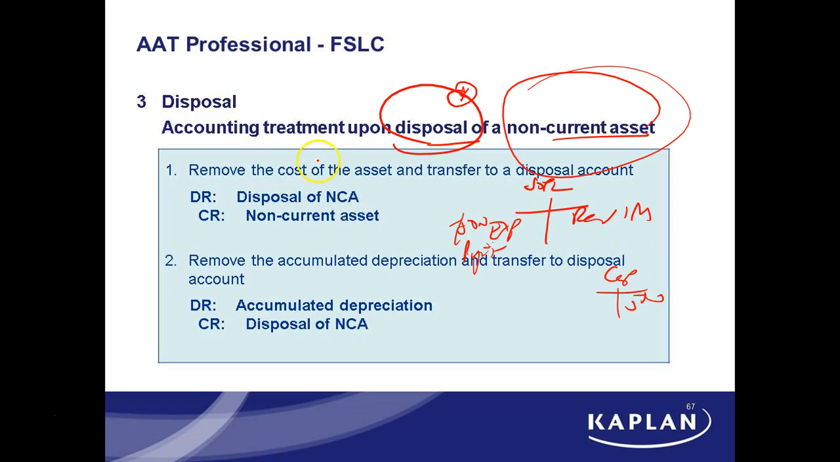So the key point is that I'll do an example here, but in terms of disposing, we need to get rid of it, we need to remove the non-current asset from where it is, which is why we would credit non-current asset, right? To get it out of non-current asset, to put it in the disposal account.